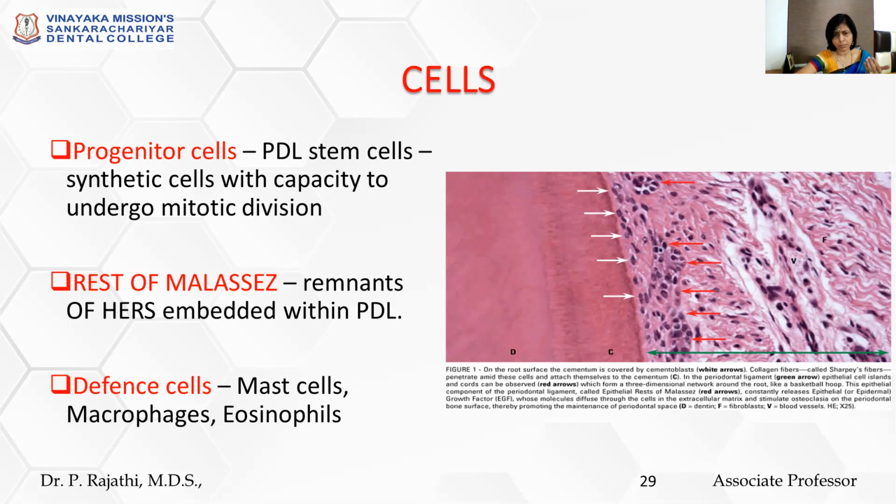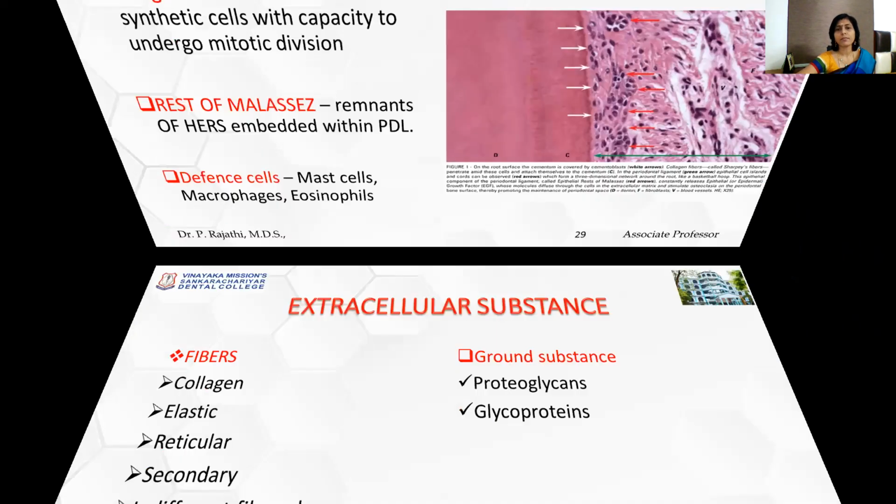Next is rest of Malassez. These are nothing but remnants of Hertwig's epithelial root sheath that are embedded within the periodontal ligament. If you remember, during formation of the root, Hertwig's epithelial root sheath will degenerate. A few of the remnants might be found within the periodontal ligament and are termed rest of Malassez. Next are defense cells, that is mast cells, macrophages or eosinophils, that can be found within the periodontal ligament.